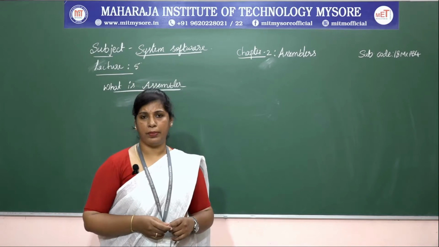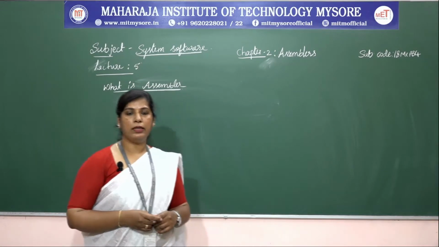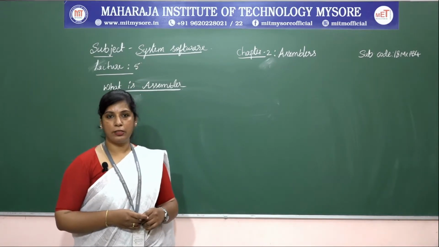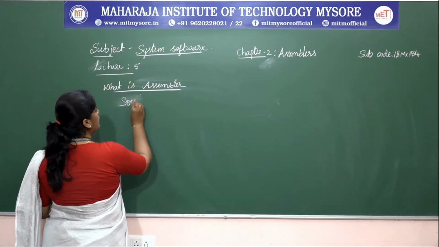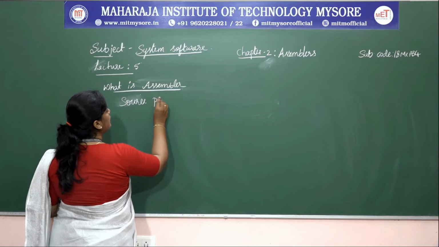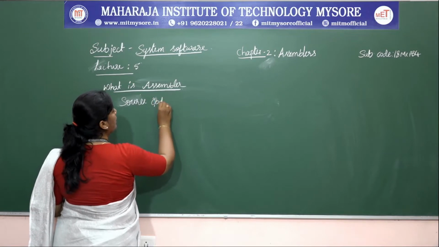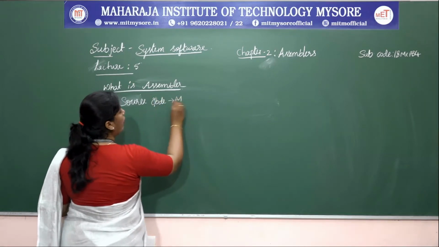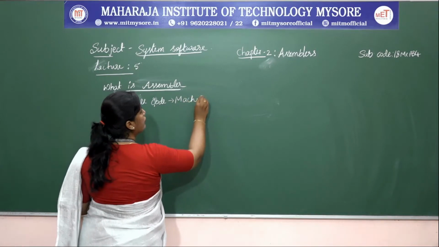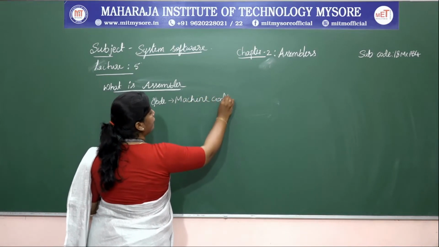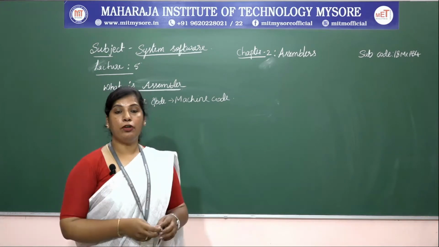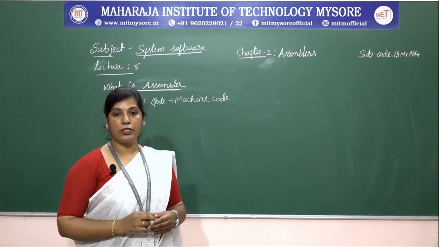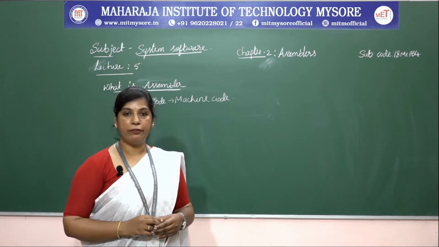What is an assembler? An assembler is one kind of system software which is used to convert the source code to machine code. Machine code is also called native code. So it converts source code to machine code, or some kind of native code.